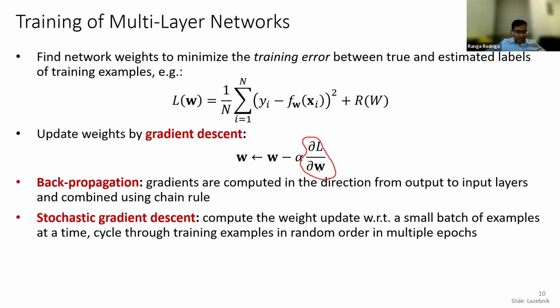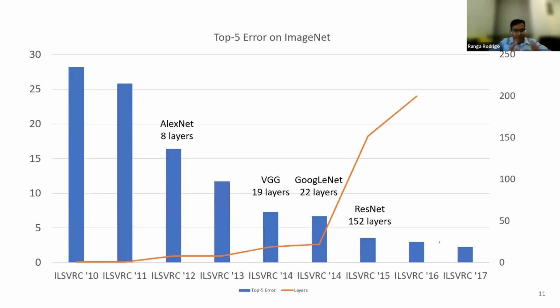This is the most important technique used in training of neural networks. Stochastic gradient descent, I told you what it is. Compute the gradient with respect to a small batch of examples, then we get the stochasticity. So you cycle through the training examples in random order in multiple epochs. When you cycle through all the 50,000, you call it an epoch. Okay. So that was briefly about neural networks.